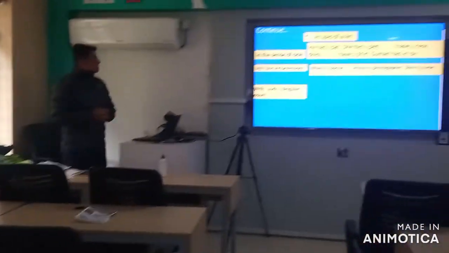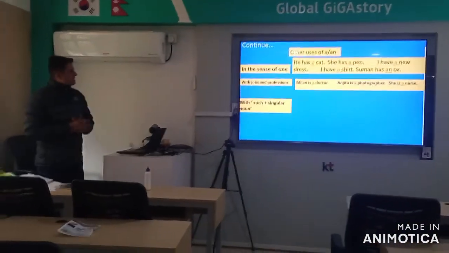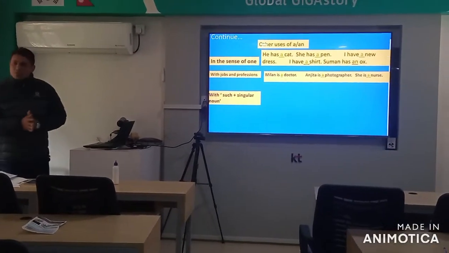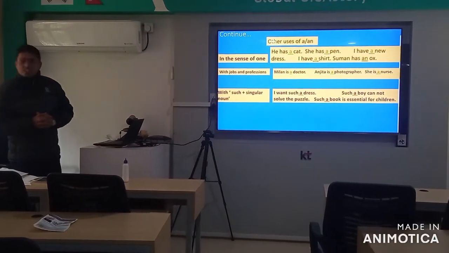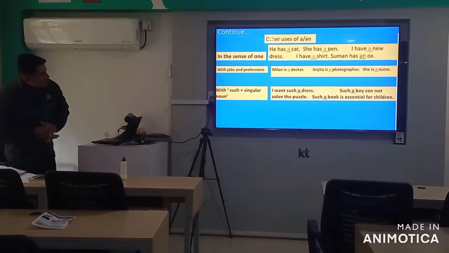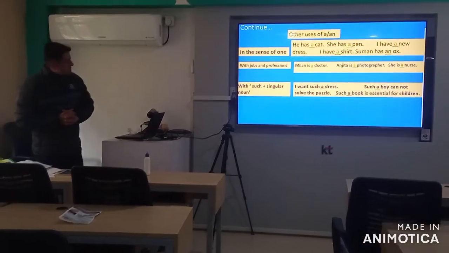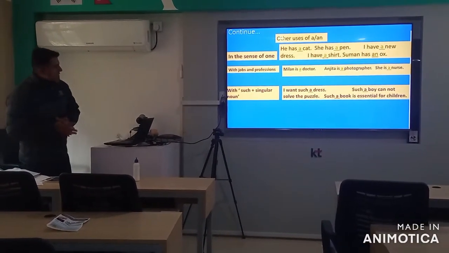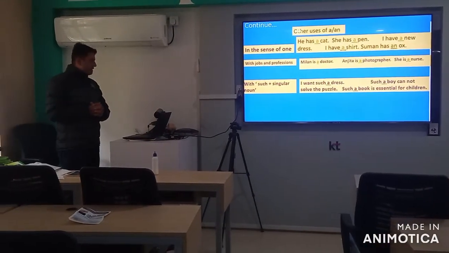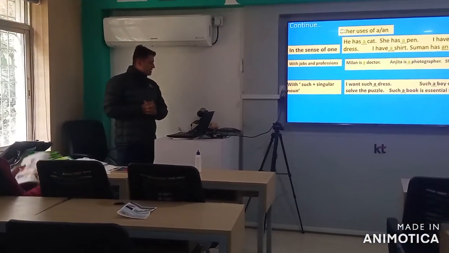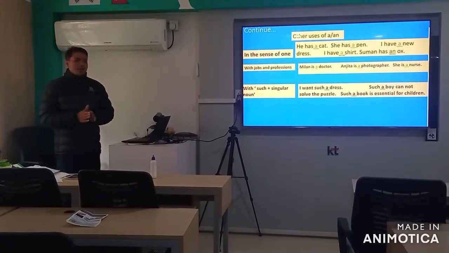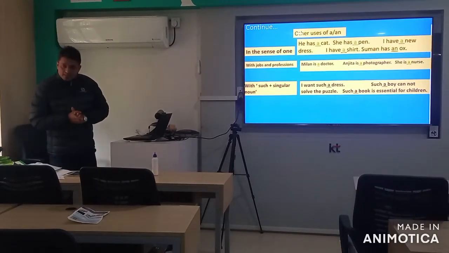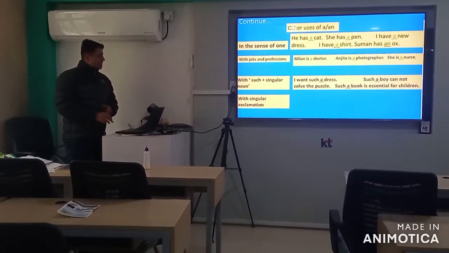The next one here, with such plus a similar noun. With such, a singular noun always comes. Here, I want such a dress. Such a boy can solve the problem, solve the puzzle. Then such a book is essential for children. So before this, such plus a singular countable noun, we use either a or an, right?